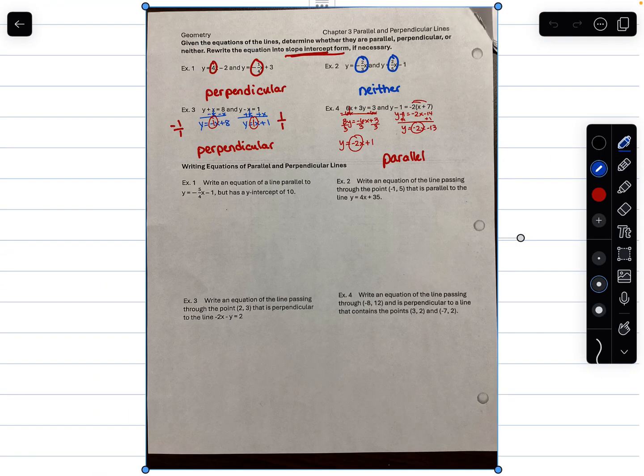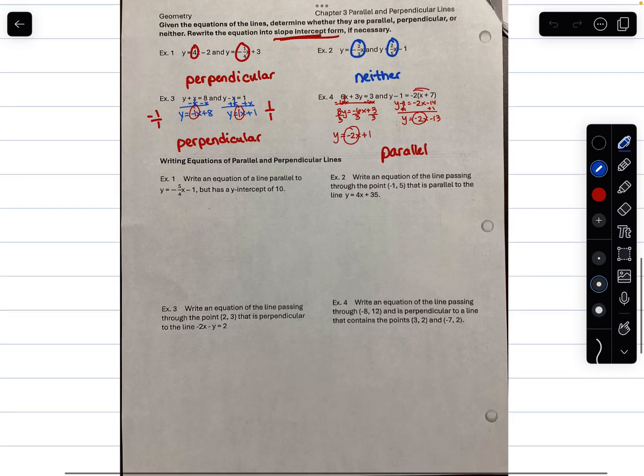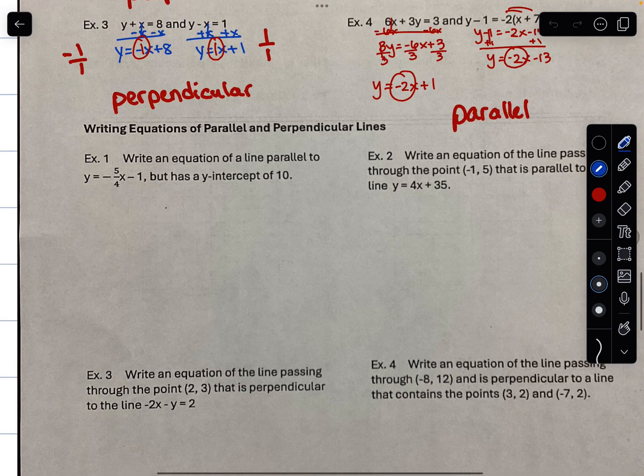It says, write an equation of a line parallel to y equals negative 5 fourths x minus 1. So the first thing I need to do is identify the slope. What slope am I using here? Negative 5 over 4. Then the other thing I have to have to write an equation is a y-intercept. Well, do they already give me the y-intercept here? Yes. So what's my b value?